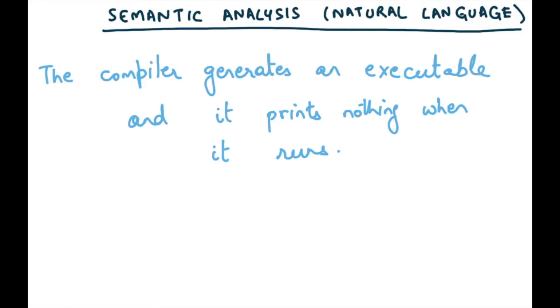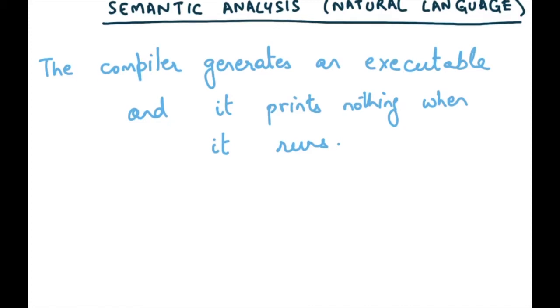So here's an example of semantic analysis for the natural language, once again taking an analogy from the natural language. So let's say there's a sentence: the compiler generates an executable and it prints nothing when it runs. Now here, when I look at it, there are two parts of it. So first of all, this sentence looks like a linear sequence of characters or string of characters, which after the lexical analysis pass is going to give us a linear stream of tokens, which after the parsing pass is going to give us a sentence tree structure, right?